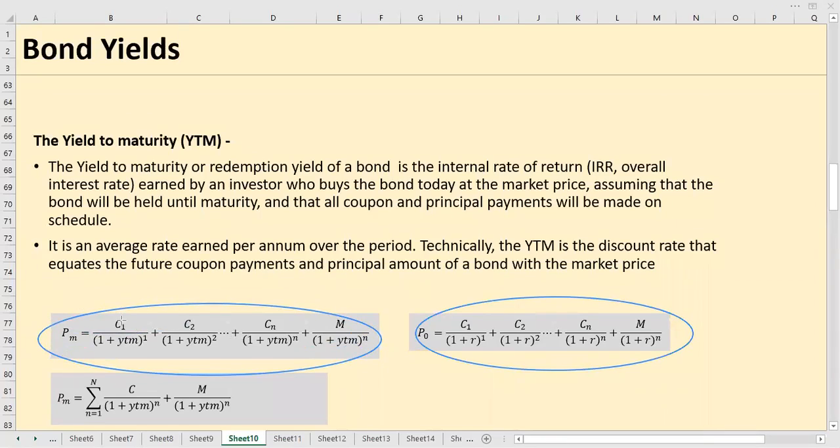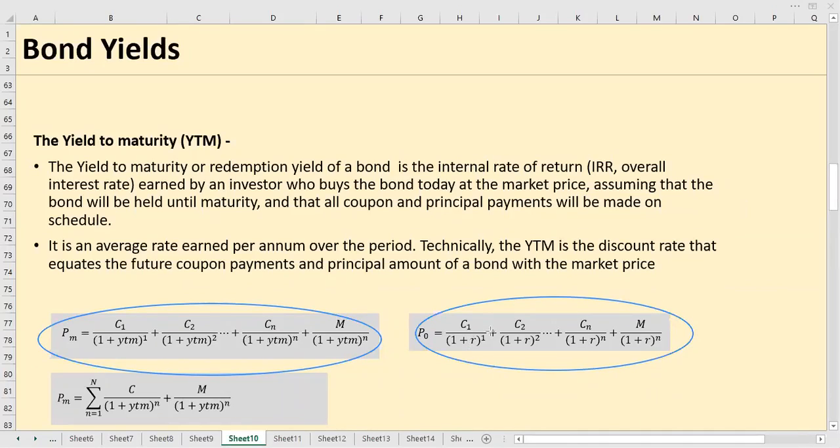Here we have C1 divided by (1 plus YTM) to the power 1, C2 divided by (1 plus YTM) to the power 2, going up to Cn divided by (1 plus YTM) to the power n, plus M divided by (1 plus YTM) to the power n. It is the same thing, isn't it? What I have changed here is only that instead of R, I have introduced YTM.